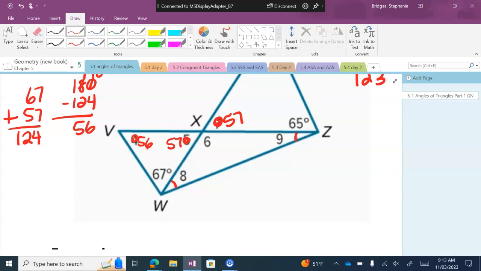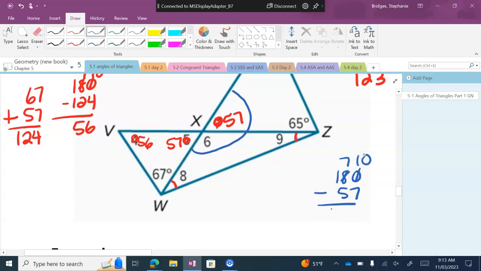But what I have to look at first is finding angle 6. What do these 2 angles give me together? 180. So I'm going to find 6. And so that's going to give me what, 123? So angle 6 is 123.